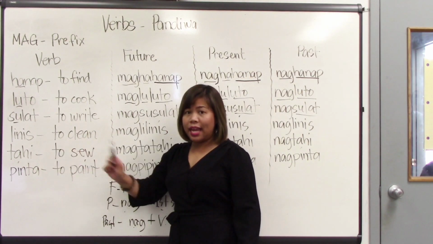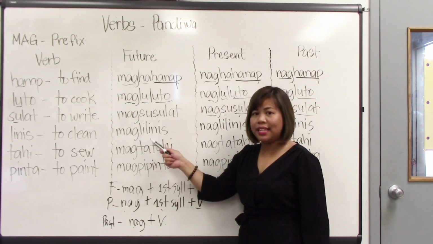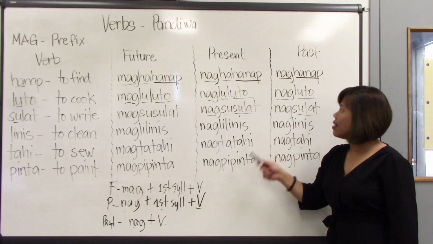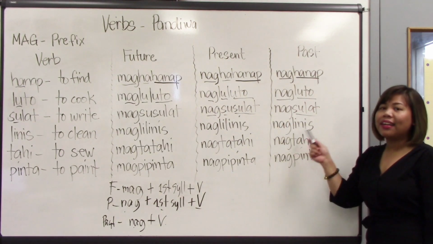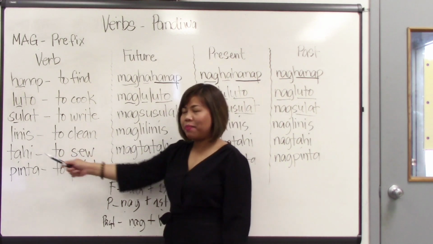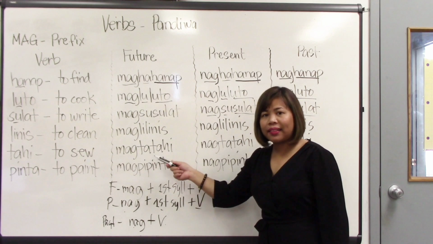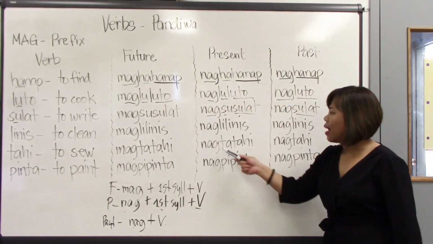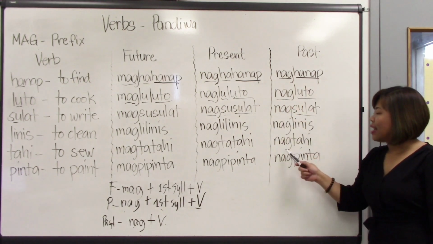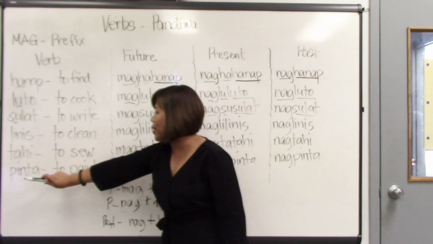Linis. Linis means to clean. Future, maglilinis. Present, naglilinis. Past, naglinis. Tahi. Tahi means to sew. So future is magtatahi. Present, nagtatahi. Past, nagtahi. Okay? Last one.